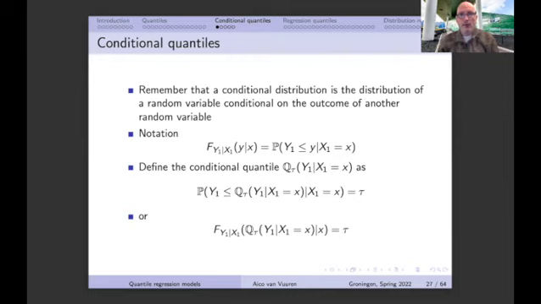And we do know that the conditional distribution function is the distribution function of the random variable conditional on the outcome of another random variable. Let's look a little bit at a notation. We have the distribution function of y1 conditional on this x1 that we have over here. We're going to evaluate it at the level of y and conditional on our x1 exactly equal to x. And that is by definition equal to the probability that y1 is smaller or equal to y conditional on x1 equal to x. Well, this is something that you have already seen, but this is just notation.